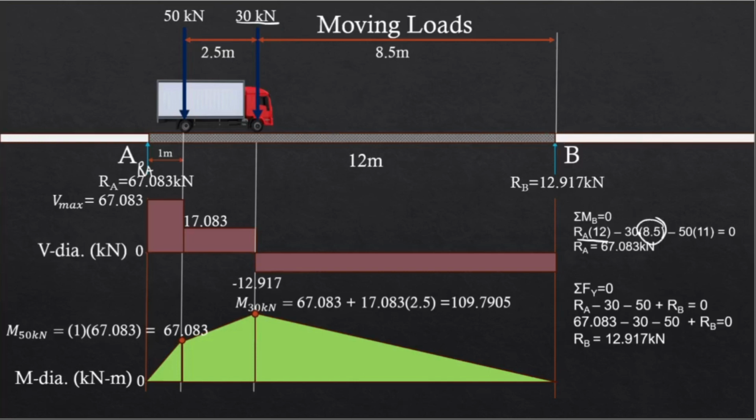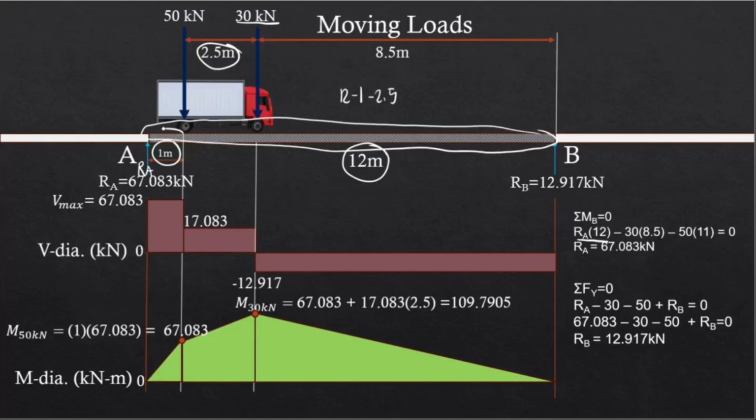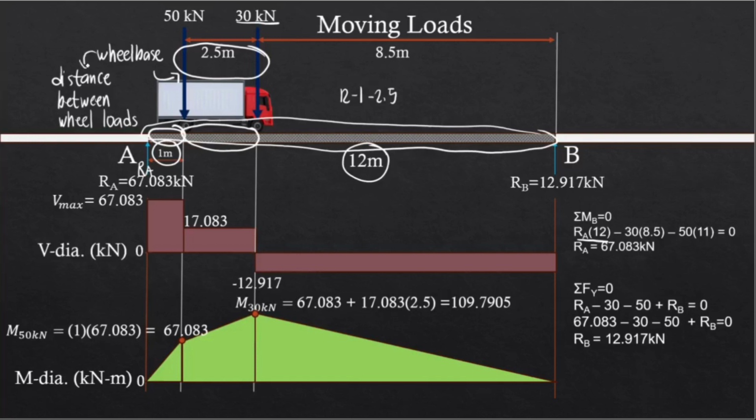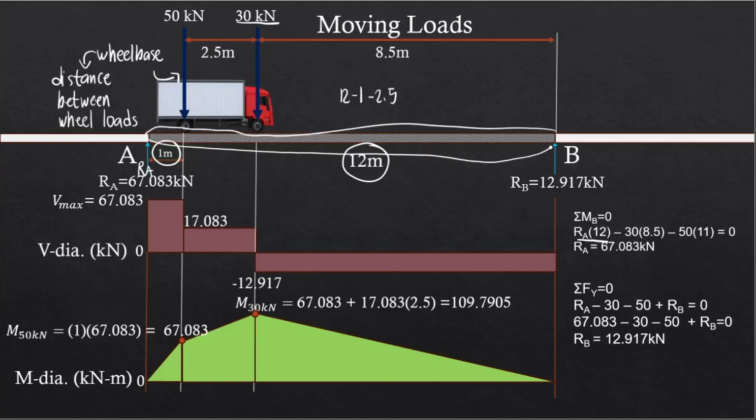Now sir, where did this come from? To get 8.5, we have 12 minus 1 minus 2.5. That's how we can get this distance. Again, this whole distance minus this one, and then minus the distance between wheel loads, we have 8.5. By the way, the distance between wheel loads is also called wheelbase. And so this is something we have to remember. And so again, we have minus 30 times 8.5. And then we have 50 multiplied by 11. Now this 11 comes from 12 meters minus 1 meter. Now solving RA, we have 67.083. And then summing up forces along Y, we get RB equals 12.917.